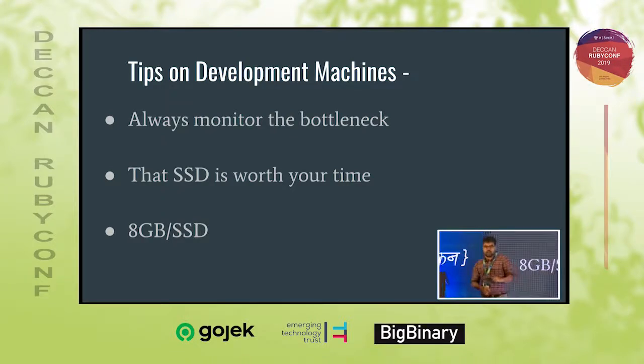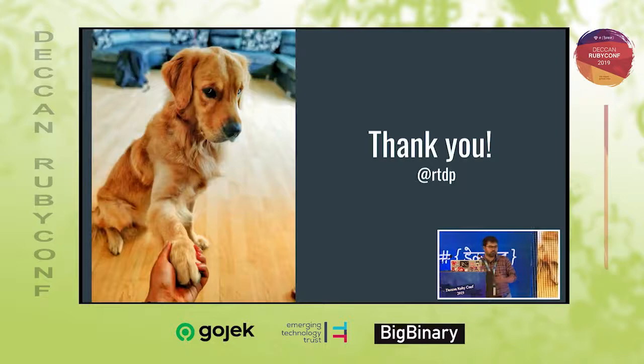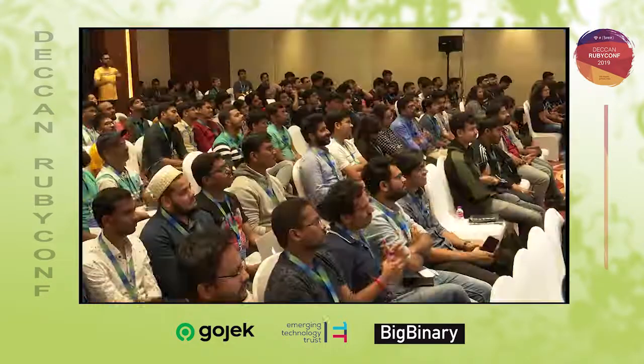And secondly, an SSD is worth your time. There is a good old joke people tell each other: what is a good way to convince someone to be a Ruby programmer? Tell them how much you get paid, right? So an SSD is worth your investment, and you should consider it. I think 8 GB and an SSD should be considered the minimum machine configuration required for any development machine. So yeah, that's all. Thank you.